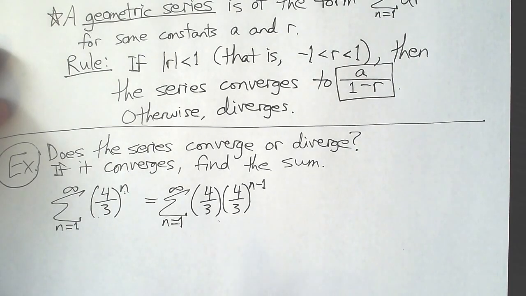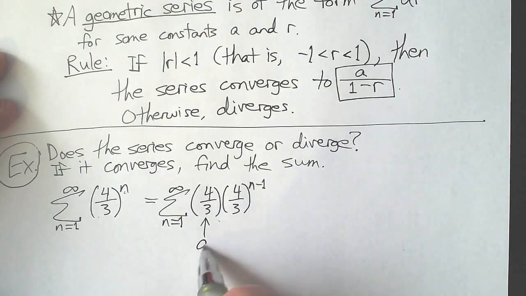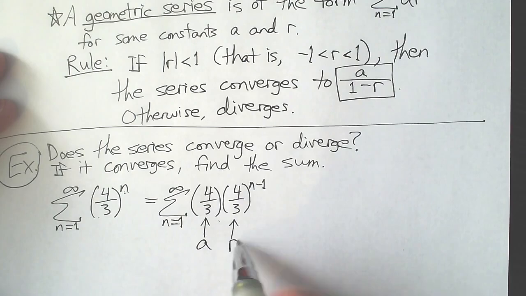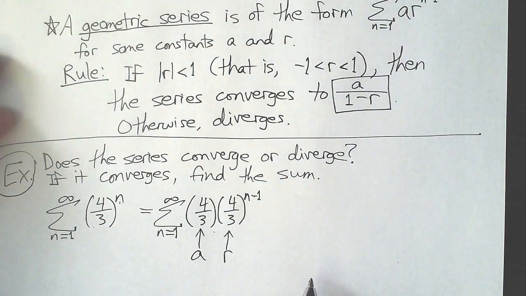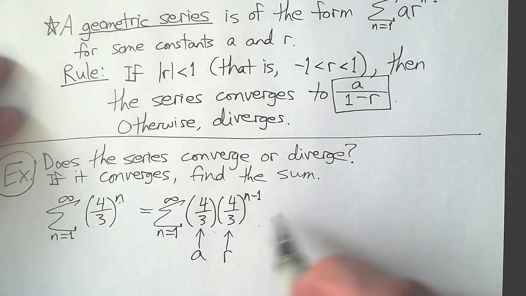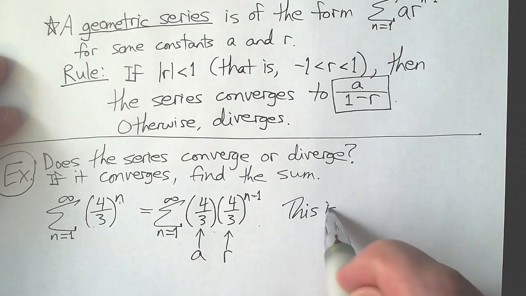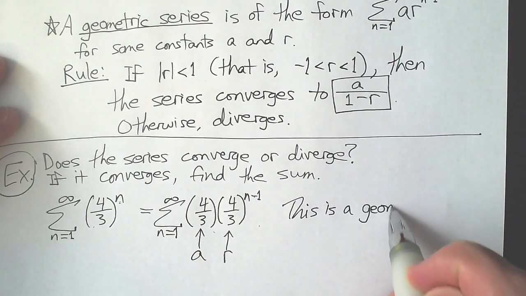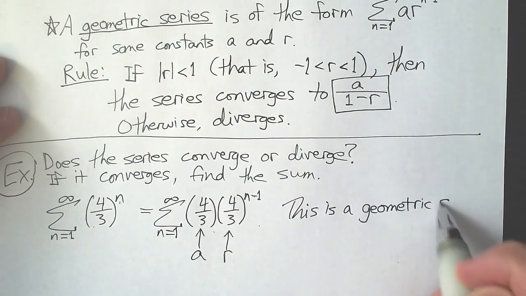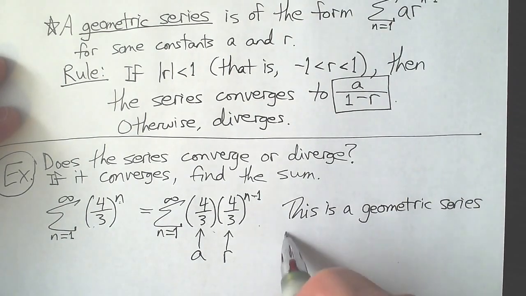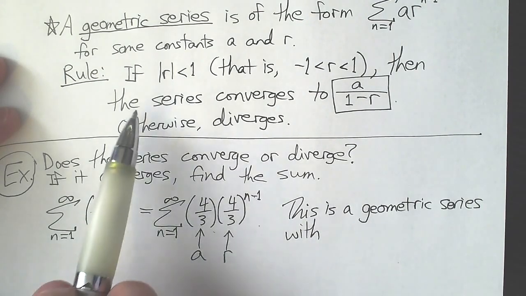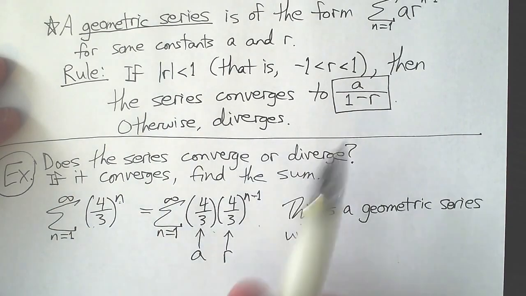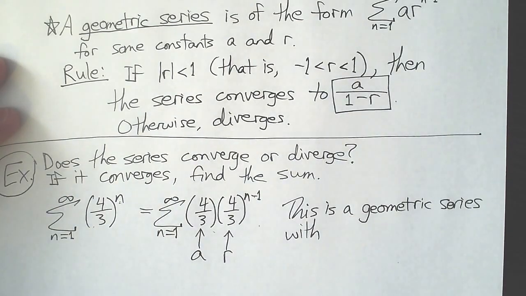We didn't really do too much yet, but the nice thing about doing this is it fits the form of a times r to the n minus 1. That's the form that we wanted. And now we could say this is a geometric series with, well, let's figure it out. R is 4/3, so we have to just figure out, is R in this interval? And no, it is not.